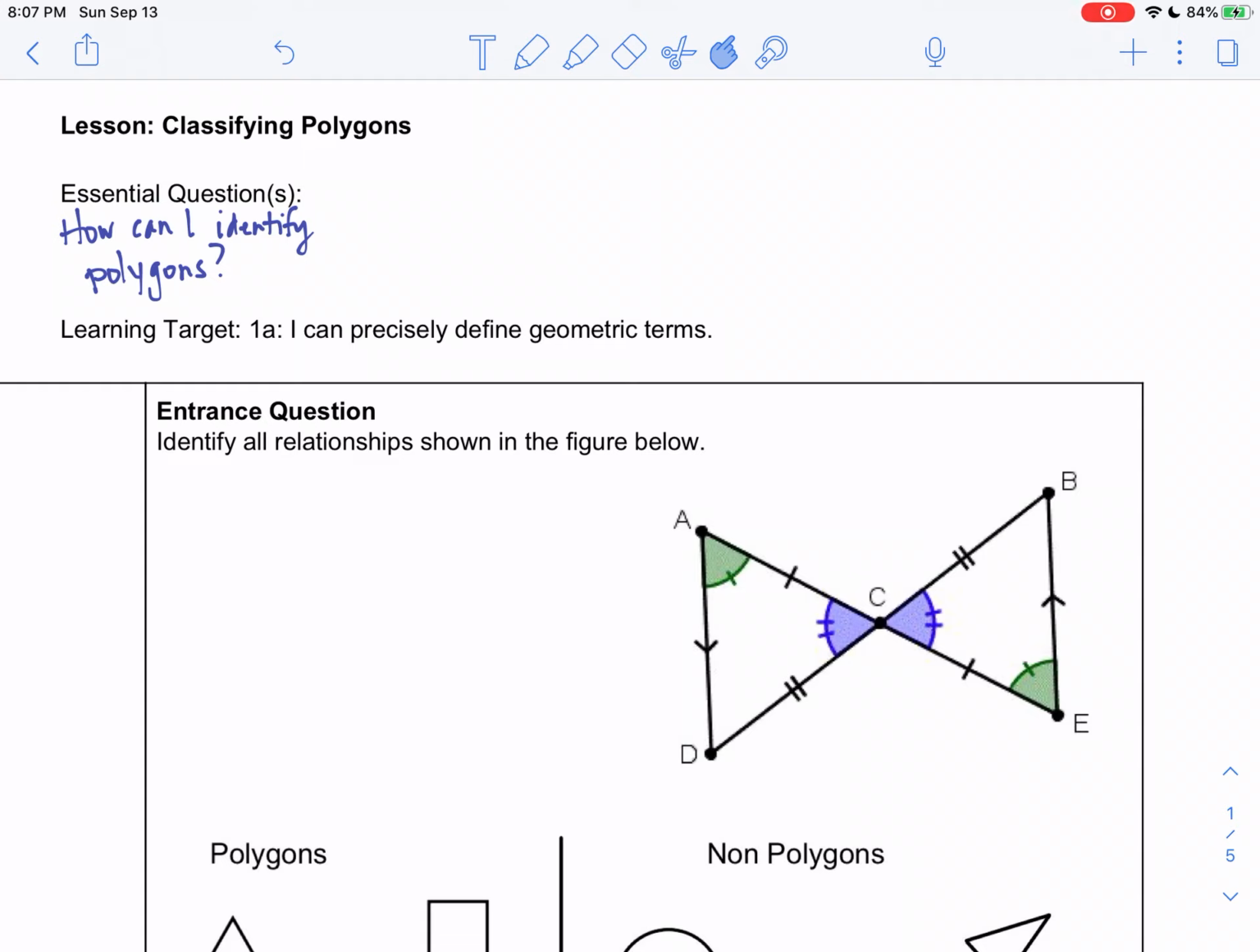So I have an entrance question to start getting us thinking about what we're doing in today's lesson. It says, identify all relationships shown in the figure below. So what I would like you to do right now is please pause the video, write down all of the relationships that you can see there. Hopefully you can find 5 total as you're identifying. So pause and we will regroup.